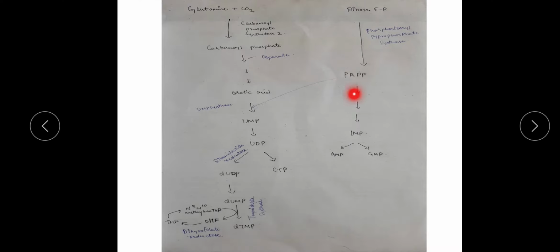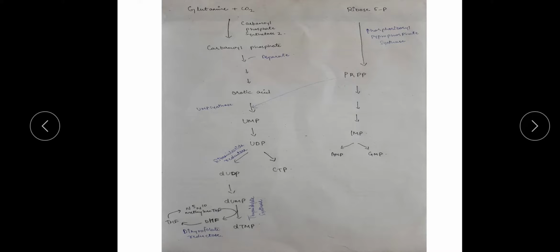And ribose 5 phosphate is converted into PRPP by the enzyme phosphoribosyl pyrophosphate synthase, and IMP is formed. This IMP forms AMP and GMP. Now let us look at a little bit of detail about this. First, we should have an overall idea. If you are not able to remember the entire thing, at least we must remember this overall picture.